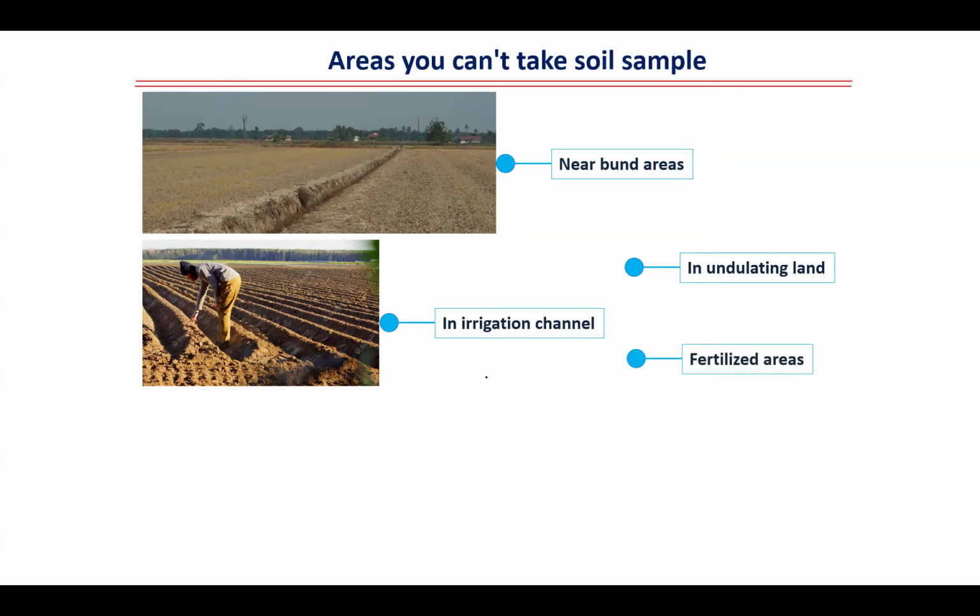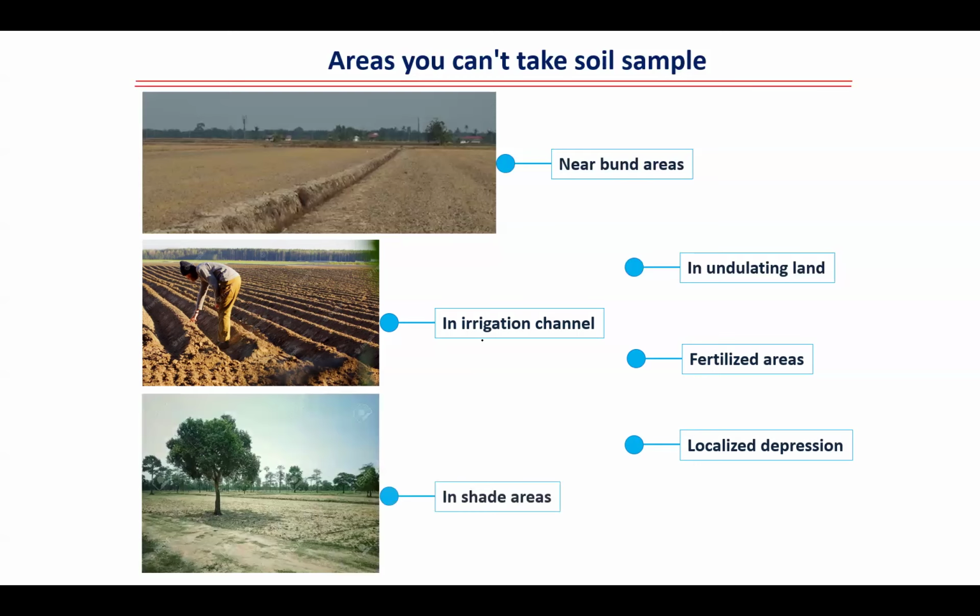Followed by the newly fertilized areas. For example, if you want to take a soil sample from a particular field, see that that particular farm or agriculture plot is not fertilized. That means we needn't add any fertilizer. And after that, localized depressions, we should not collect the samples from a localized depression. And in shady areas, we should not collect the samples from under tree areas. That is not at all acceptable. So these are the areas where we should not collect the soil samples.